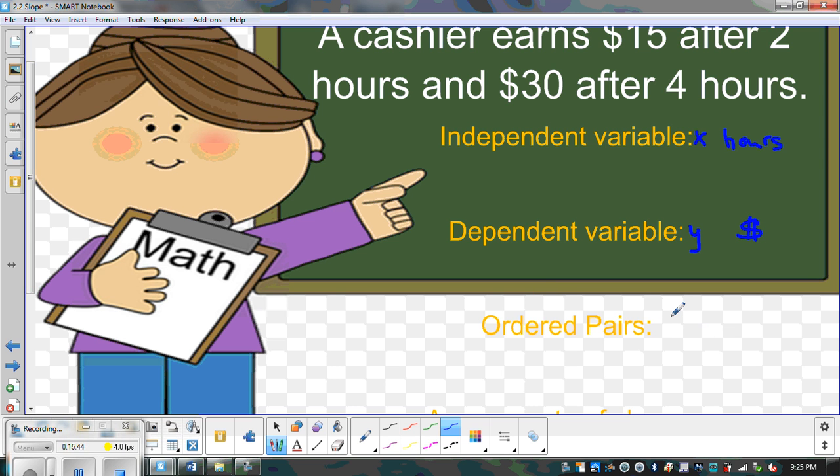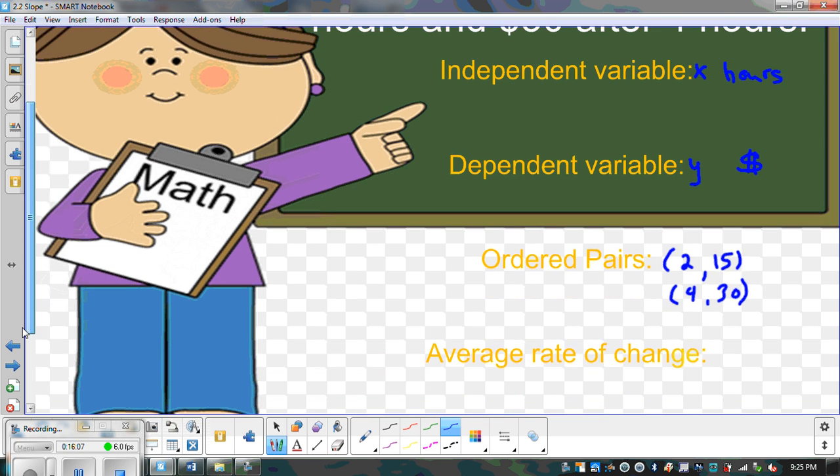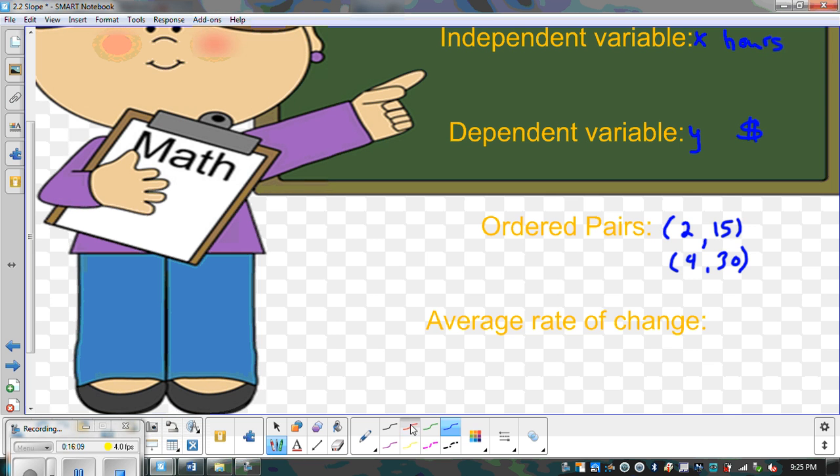From this, let's create our two ordered pairs. The first one says we earn $15 after 2 hours. We said X is the hours, so the way we're going to write that is after 2 hours, we have earned $15. Our second point says after 4 hours, we have earned $30. So the coordinates of the 2 points that we're using are (2, 15) and (4, 30). If it helps you, take a moment and remind yourself that this is the X and the Y from point 1, and this is the X and the Y from point 2.